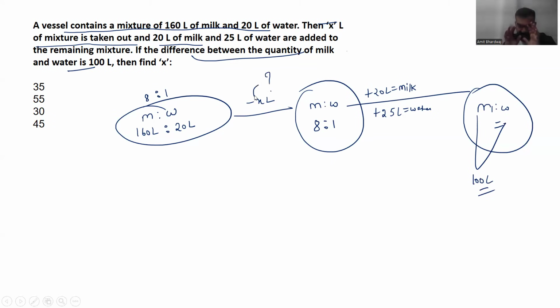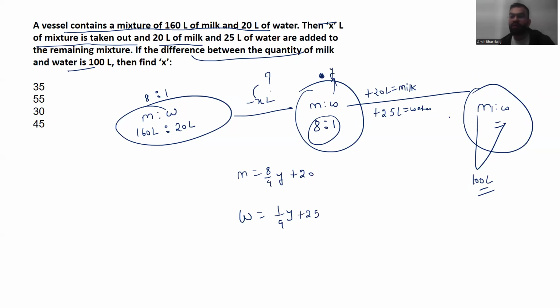Again, please be with me and understand how to solve this type of question. You notice one thing, we are not aware of this quantity. I'm telling you the layman method that we can use. Let's say this quantity is y. So milk here is 8 by 9 of y, water here is 1 by 9 of y, because the total is 9, and we are adding 20 liter milk here and 25 liter water. So the difference of milk and water will be 100, as given to you.